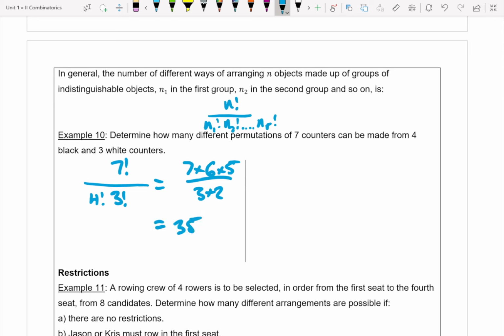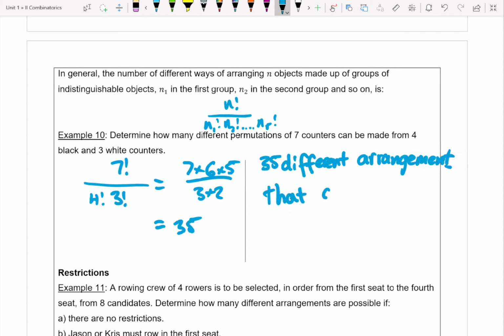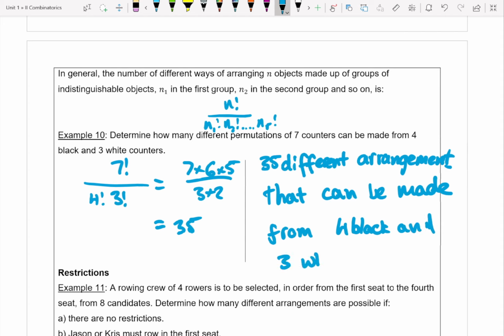and that's going to give us a value of 35. Worded question, we want a worded answer, so there are 35 different arrangements that can be made from 4 black and 3 white counters.